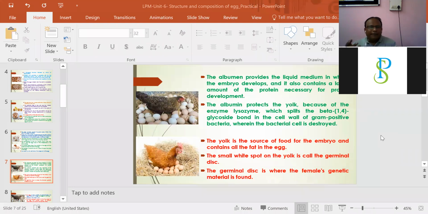And what is the function of the yolk? The yolk is the source of food for the embryo. Yolk is rich in fat, while albumin is rich in protein. So it provides the food for the embryo, and it contains carbohydrate and fat.